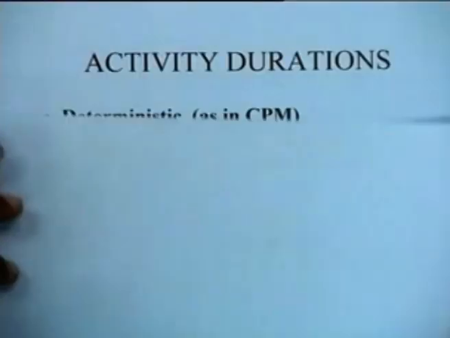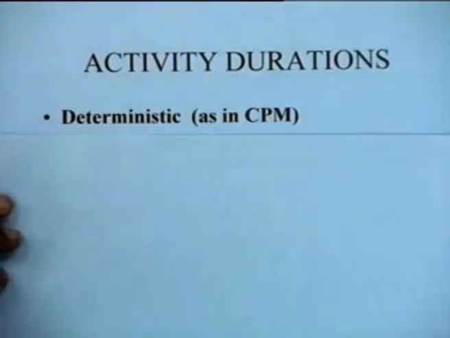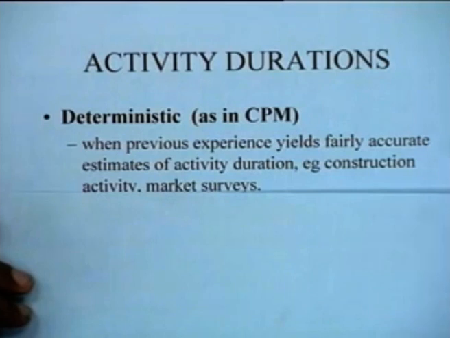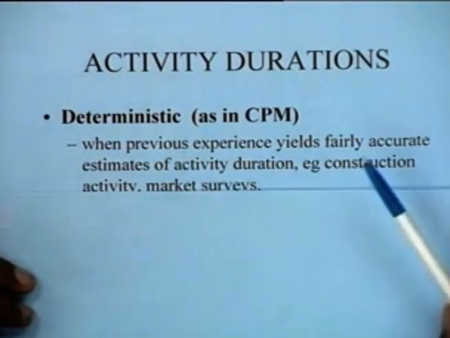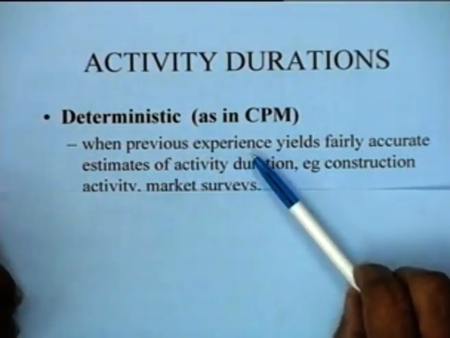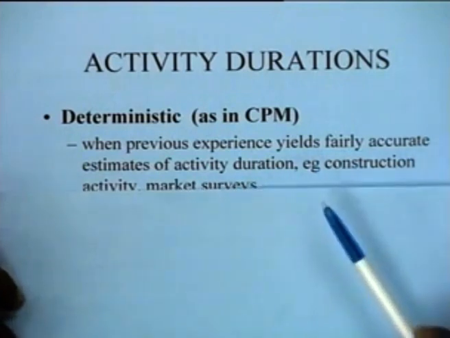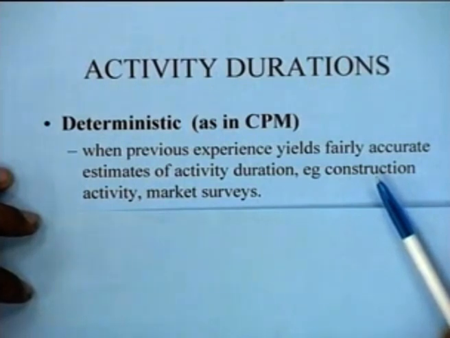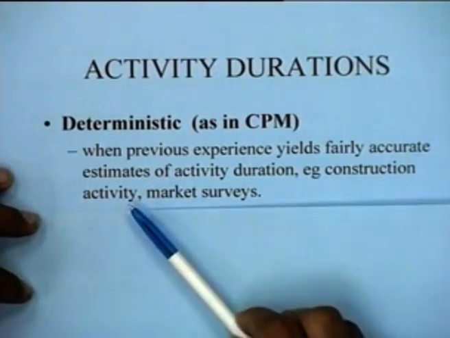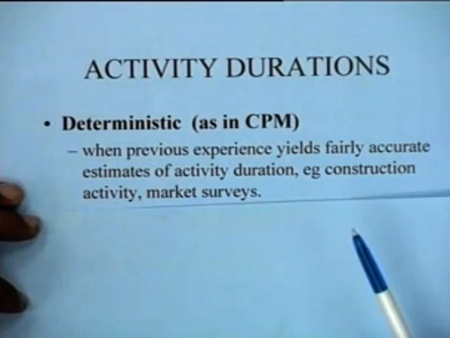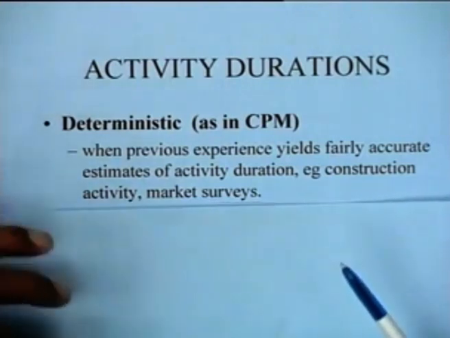activity durations can be either deterministic, which is true in the critical path method or CPM. The important thing to note here is that deterministic estimates of time of activities are typically used when previous experience yields fairly accurate estimates of activity duration. This would happen, for instance, in construction activity, where you have estimates of time of various activities, or in conducting market surveys for which you have previous experience, and therefore you can estimate the times quite exactly.